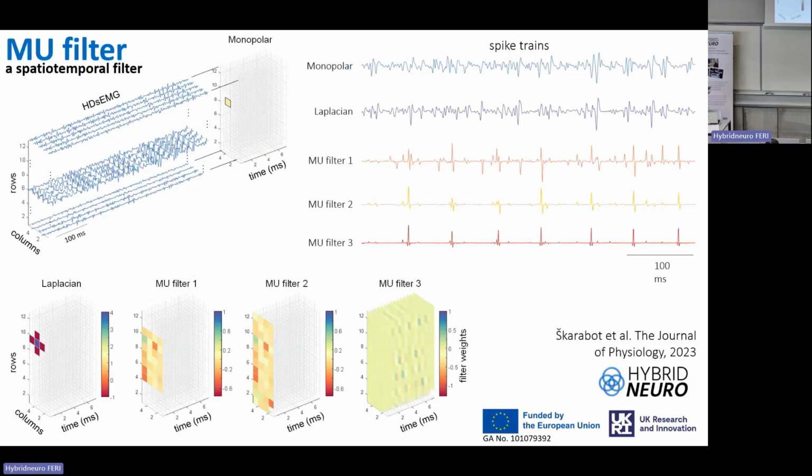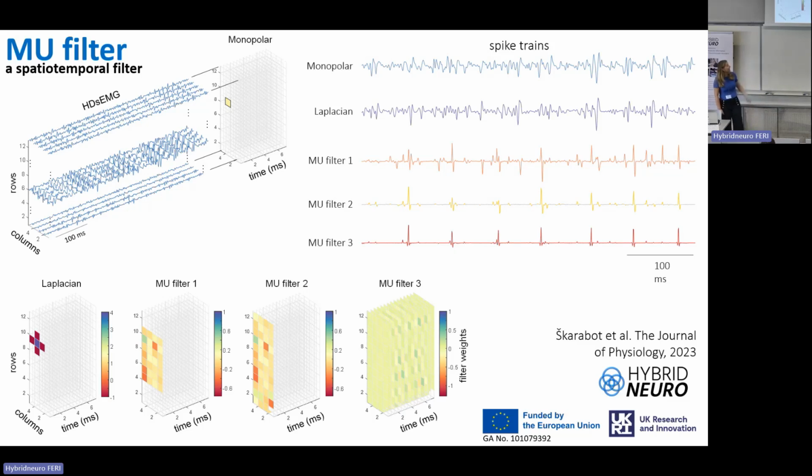For us to be able to extract the motor unit spike trains from the high-density EMG signals, we need a motor unit filter. We apply the motor unit filter to the measurements, so to our high-density EMG signals, and as a result we get spike trains, as visualized here. Here we have 4 examples of motor unit filters.